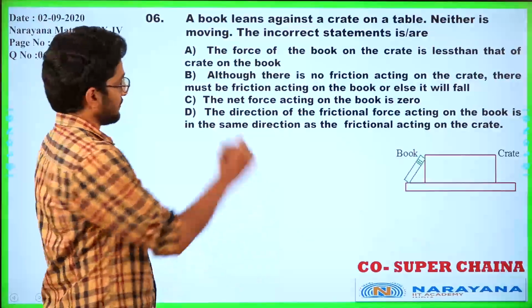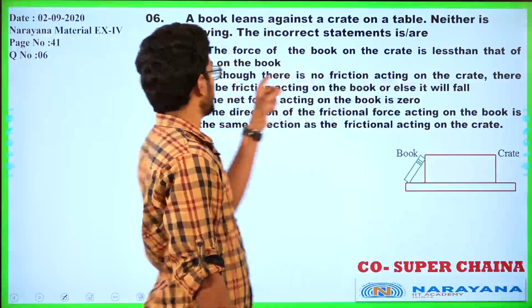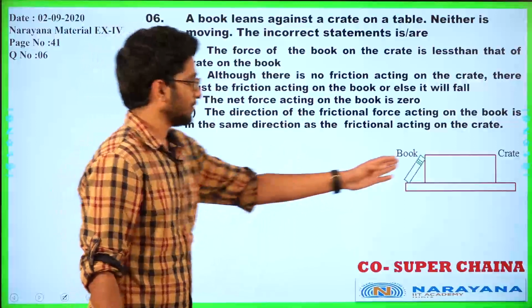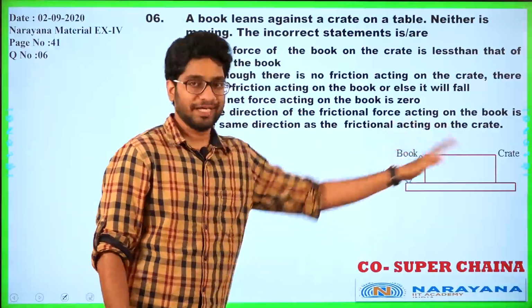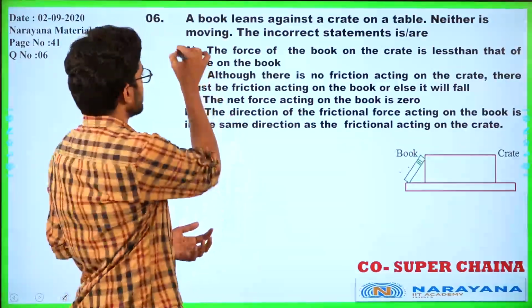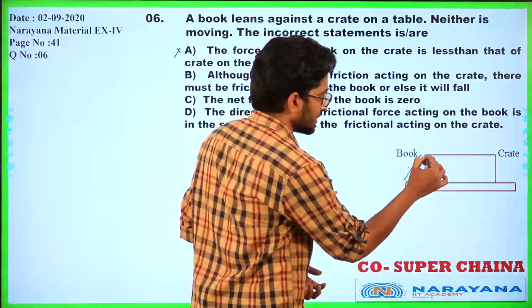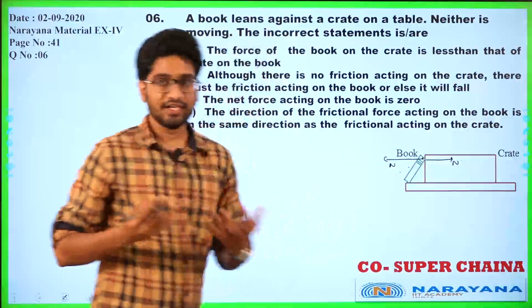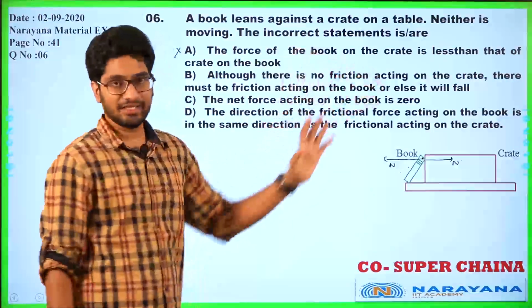Right. So the first statement says the force of the book on the crate is less than that of the crate on the book. That is by default wrong, right? By Newton's third law, the force by the book on the crate should be equal to the force on the book by the crate. They should have equal and opposite forces, action and reaction. So we can say straight away this is a wrong option. They are action and reaction pairs. Whatever force is acting here, that is the normal force, and it should be equal and opposite. They should always be equal, so you cannot say one is less than the other.